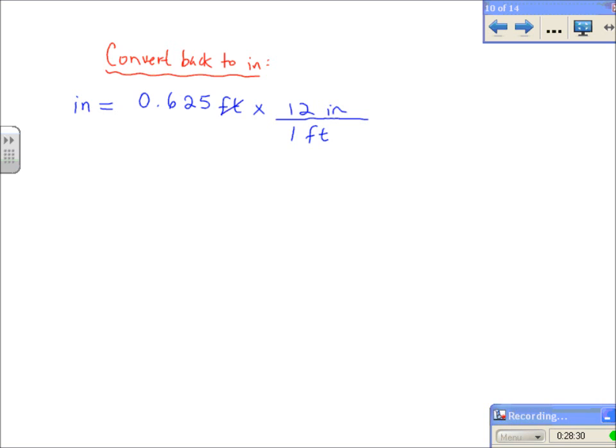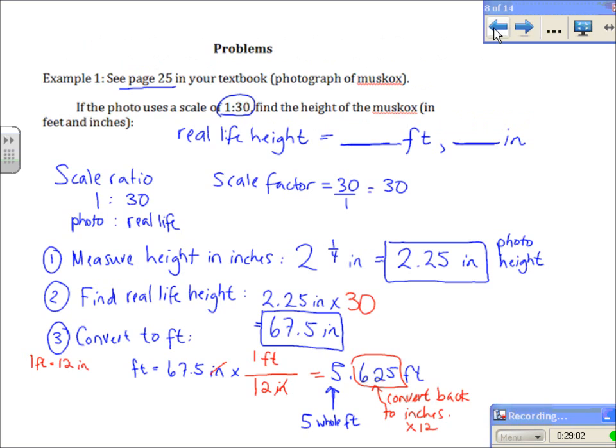Feet cancel out. Now that tells me to multiply that number by 12. So I do that, and I get 7.5 inches, essentially. Good. So there's the remainder. That's what I can go back to, and I can go back to my original question here, and I can report my answer in feet and in inches. So here's going to be my answer. I'm going to come up here again, my real life height. This is my final answer.